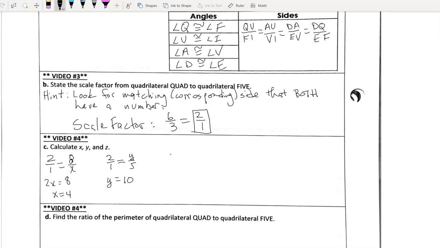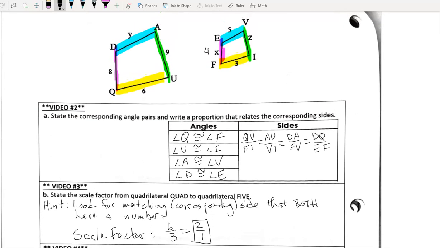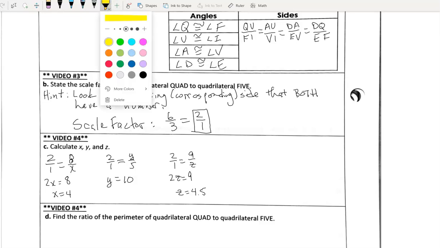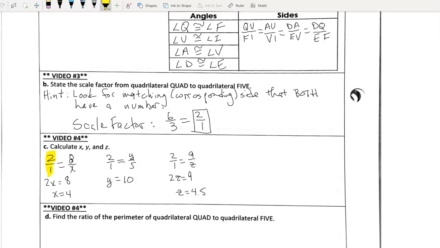And then for z again, I'm going to do 2 to 1. Let's take a look at z. Here's my z on the green, so again I have to go left to right, so 9 over z. Cross multiply, I have 2z is equal to 9, divide by 2, and I get z is equal to 4.5. If you want to leave it as 9/2, you can. So there's x, y, and z. Again, notice how I used the scale factor each time I was finding the missing piece. Here's my scale factor. I used it all 3 times.